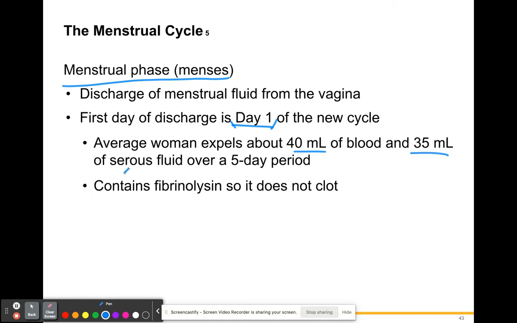period. Again, there could be more, there could be less. On average, these are the numbers. If it's too much, it could be harmful to the individual, and they would have to seek medical attention for that.